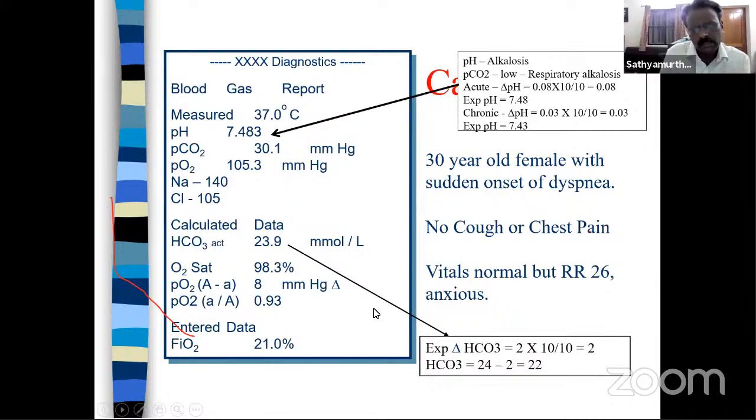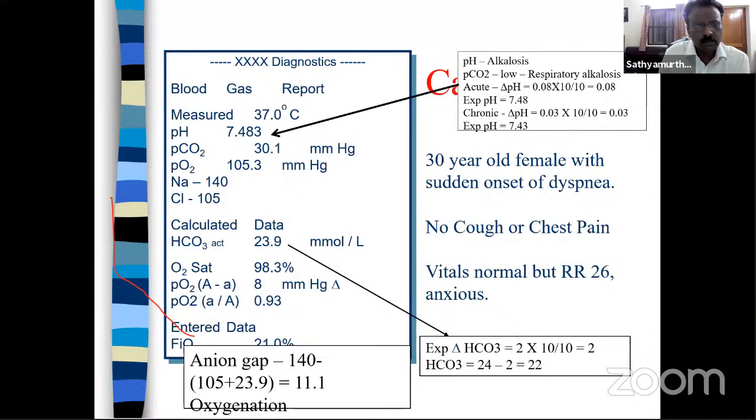So most probably she has not yet started compensating, or, very rarely, she might have a mixed disorder also. At least this much you can infer from this ABG. So for that, I always calculate the anion gap. Anion gap in this patient is 11. So that is normal.